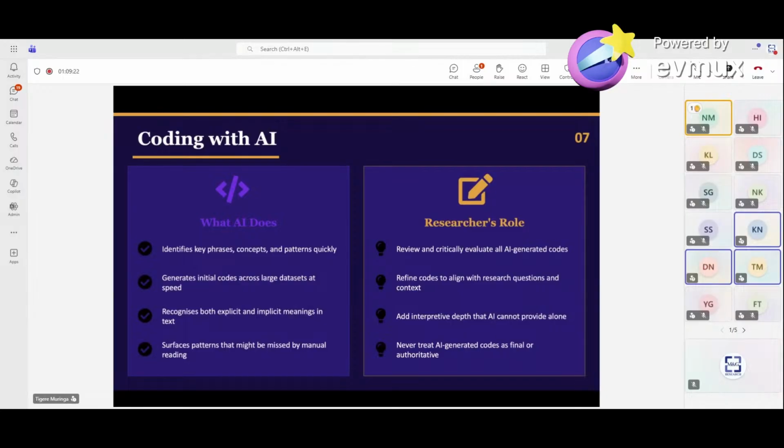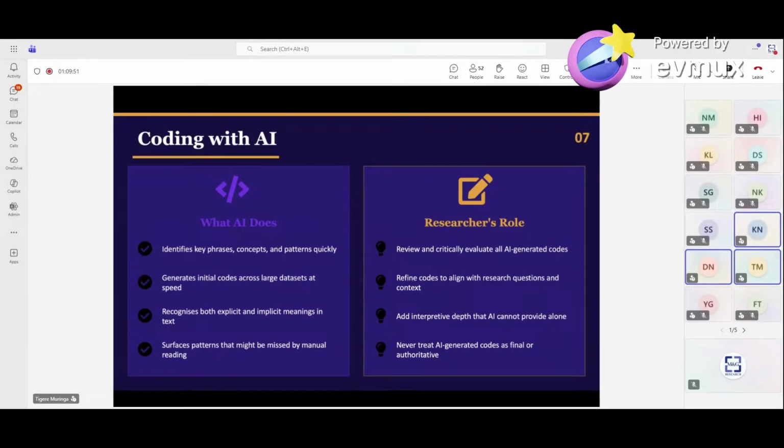What AI does, number one, it identifies the key phrases, the concepts, and the patterns quickly in the coding process. Remember, you need to start with the coding process. Then, number two, it generates initial codes across large data sets at speed. Then, number three, it recognizes both explicit and implicit meaning in the text, and it surfaces patterns that might be missed by manual reading.